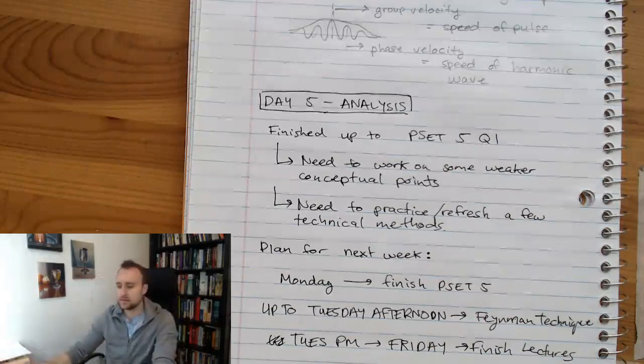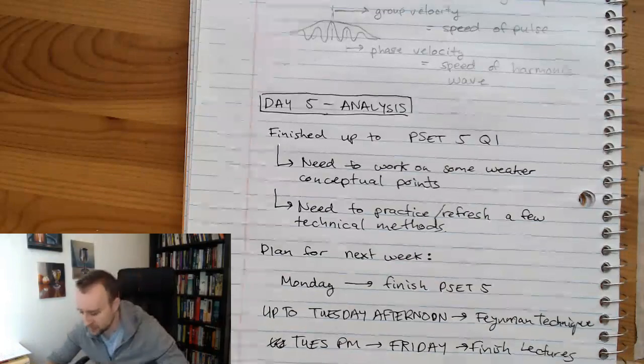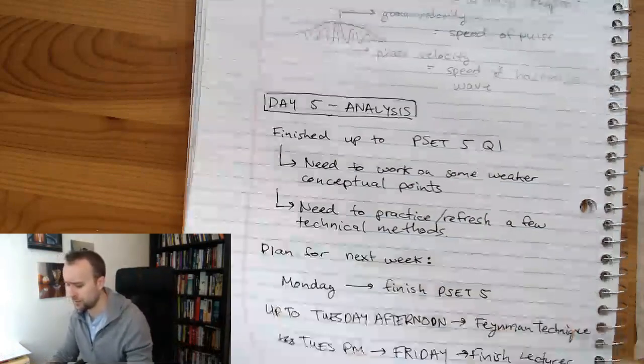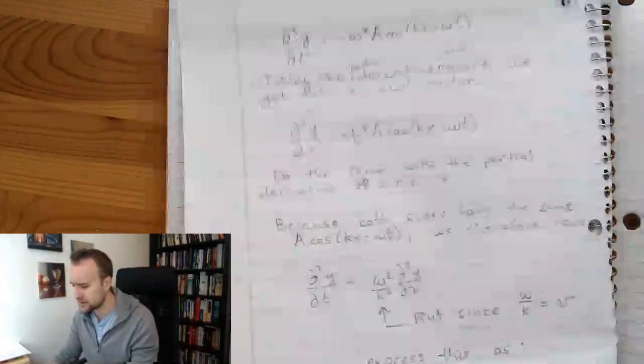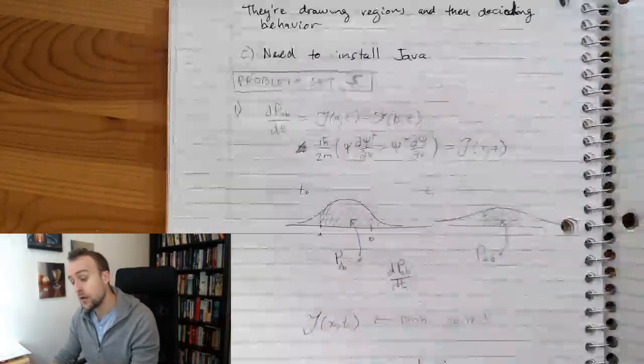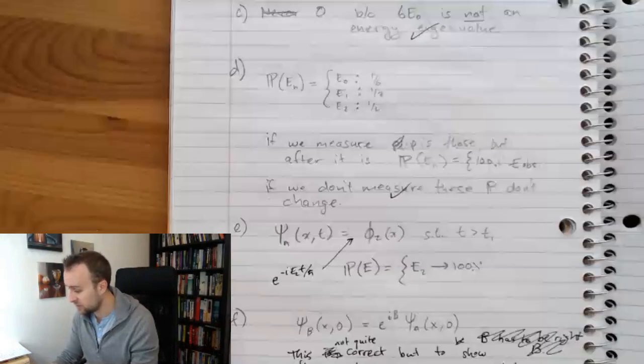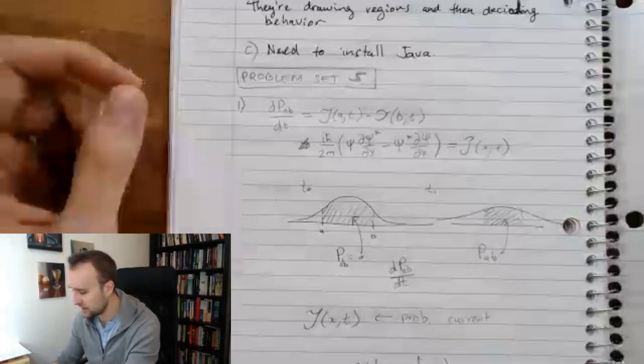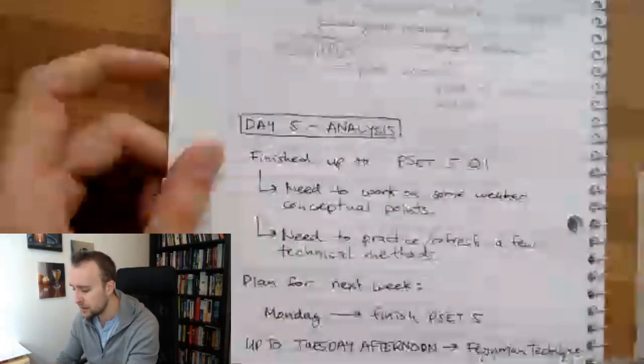All right, so let's go forward with our problem set 5. Now, I did do a little bit of Feynman techniques, just a small one on phase and group velocity yesterday. I still have not installed Java, so I'm not going to be able to work on those problems today, or maybe I can install it at lunchtime and get back this afternoon.